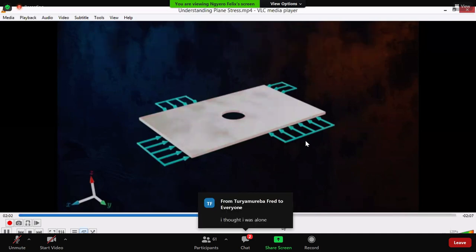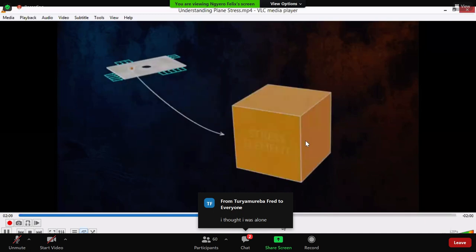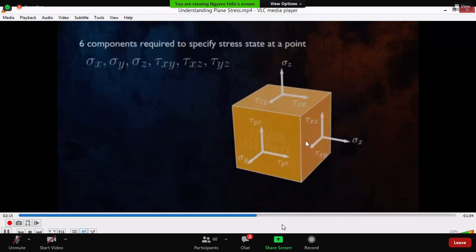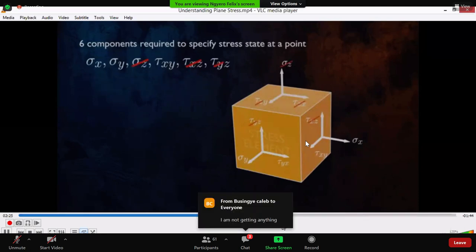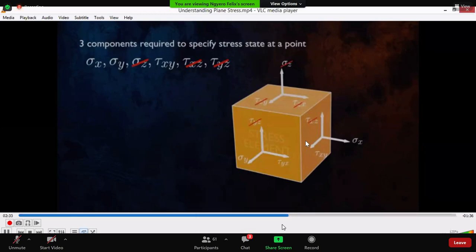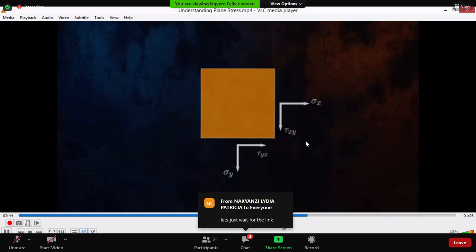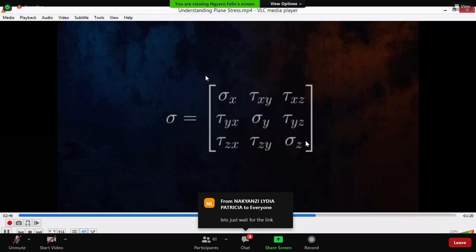Why is the plane stress assumption useful? We can answer by taking a look at a stress element in our perforated plate. The stresses at a single point are defined by six different stress components, three normal stresses and three shear stresses. For plane stress conditions, sigma z, tau xz, and tau yz are equal to zero. This means that the six components defining the stress at a point are reduced to just three components, sigma x, sigma y, and tau xy. This is a two-dimensional problem, which will be much easier to solve. The stress tensor for a three-dimensional case is a 3x3 matrix, but if we consider plane stress conditions, it is reduced to a much more manageable 2x2 matrix.